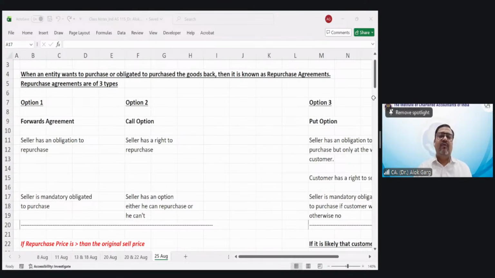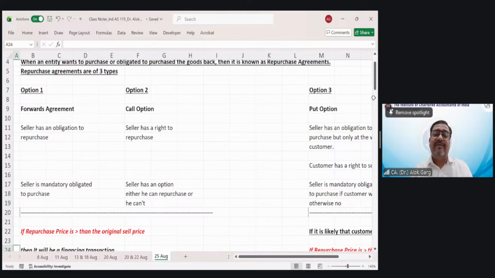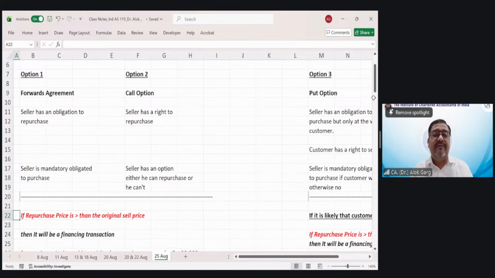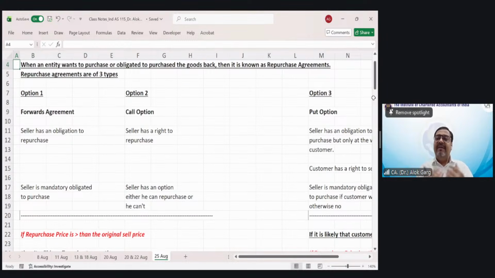Yes. Now, my dear friends, let's say in the question a forward agreement is given. In the question it is given seller is obligated to purchase, right? Now, repurchase price is also given. If repurchase price is greater than the original selling price, for example, I am an entity, I have entered into a contract with Rohan. I told Rohan, I am selling you these goods at 100 rupee and I will buy these goods at 110 rupee. What does it mean?